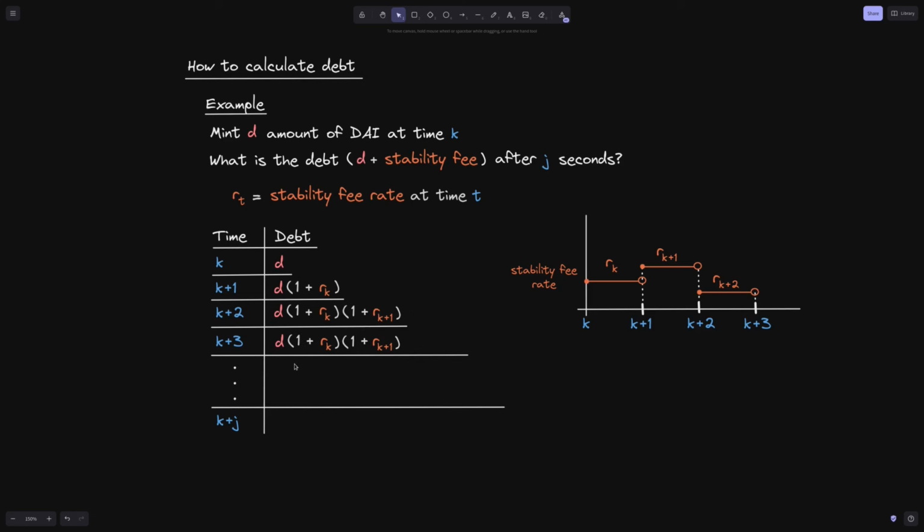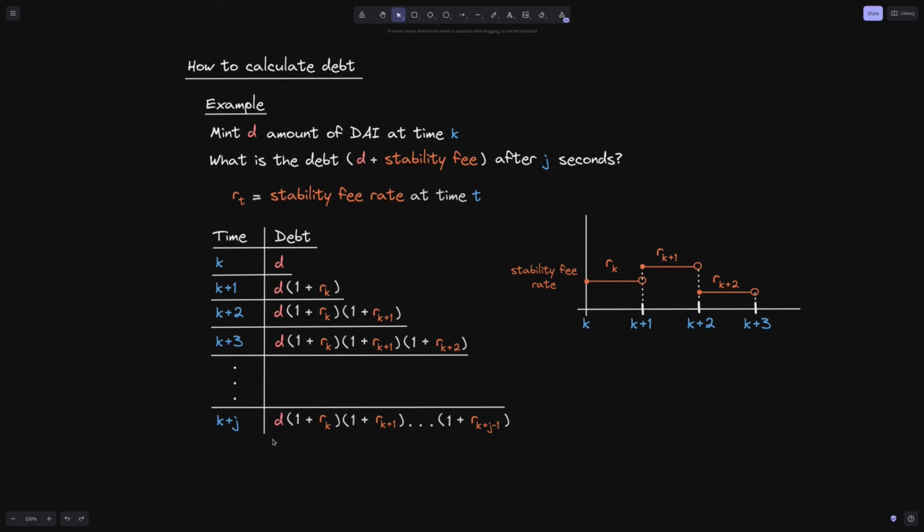And then at K plus 3, it follows the same pattern. We start with the amount this user owed at time K plus 2, and to this number, we apply the interest. The interest between time K plus 2 and K plus 3 is RK plus 2, and 1 second has elapsed, so to this original amount, we multiply by 1 plus RK plus 2. The pattern continues until K plus J.